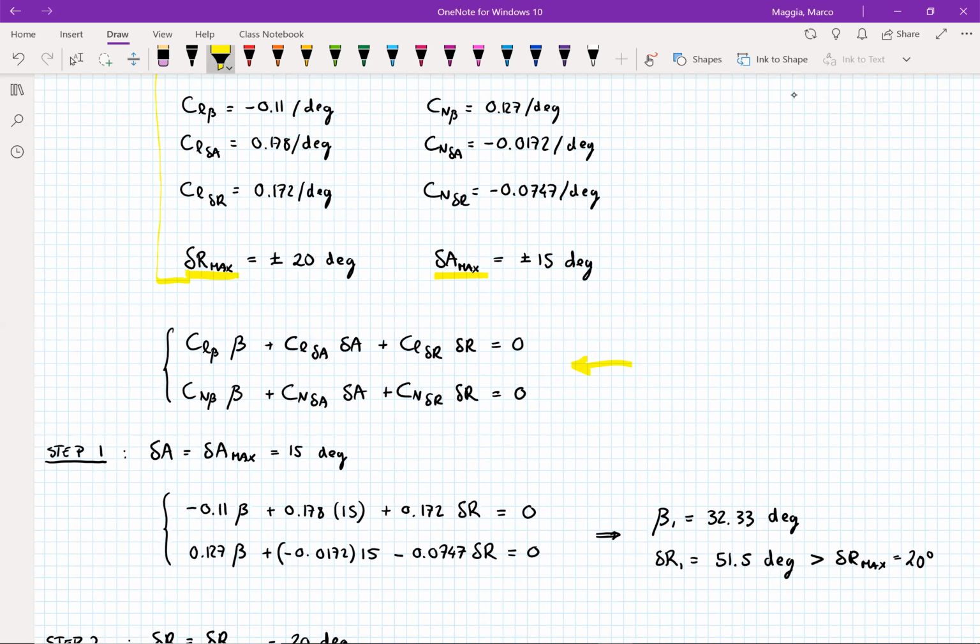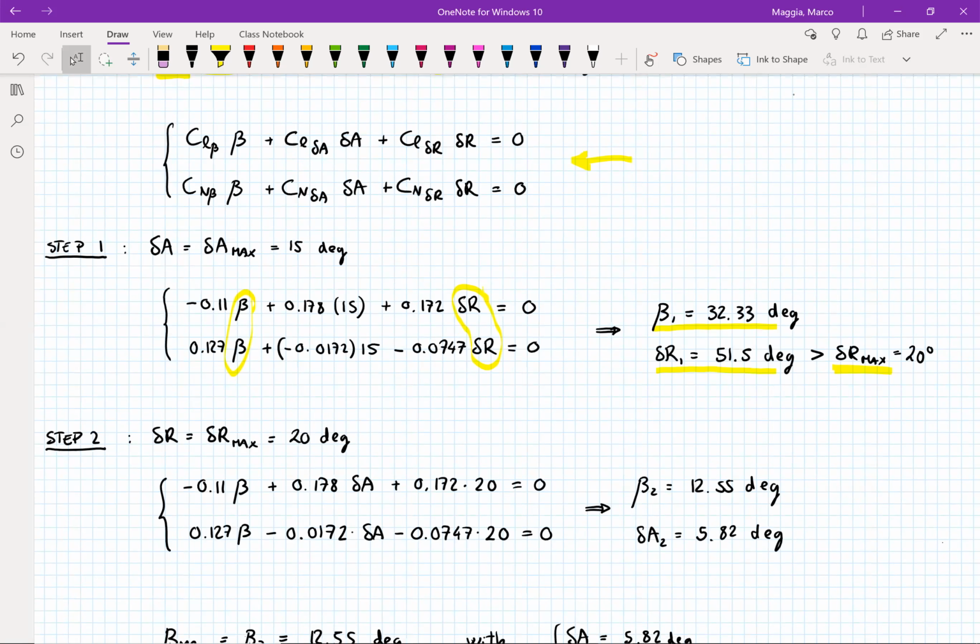Step number one, take the maximum value for the aileron deflection, which is 15 degrees. Therefore, the trim condition equations only have two unknowns: beta and delta R. You solve and you see that beta 1 is 32.33 degrees and the rudder deflection is 51.5 degrees. But 51.5 degrees is higher than the maximum allowed deflection for the rudder. So this is not a viable solution.